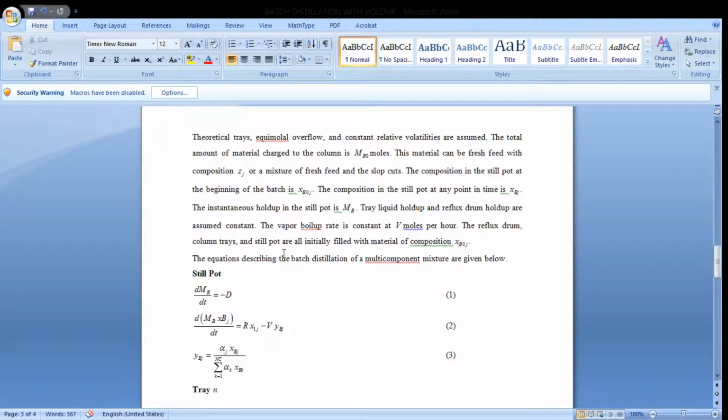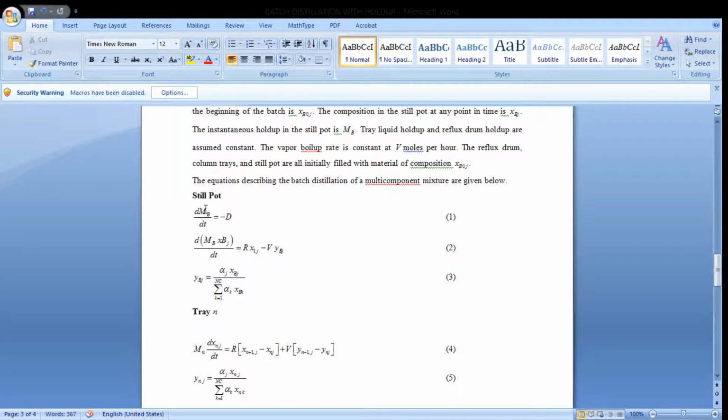So here are some assumptions which are always considered: theoretical trays, equimolar overflow, and constant relative volatilities. Whatever you charge here, you charge once as a fresh feed, and then we can write the material balance equation for the still pot.